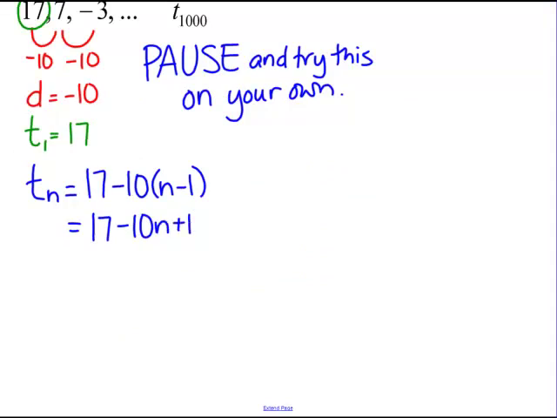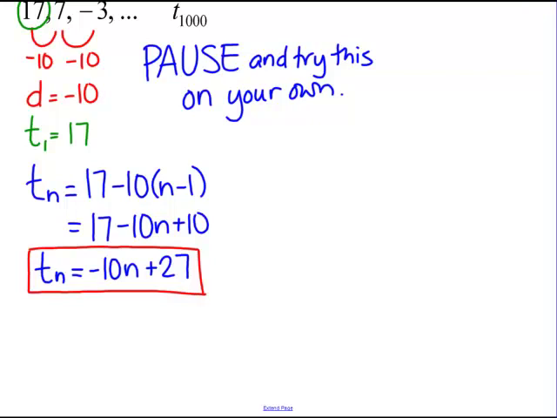And simplifying, we get 17 minus 10n plus 1. Remember, you're distributing that negative, which is negative 10n plus 27. So our formula for the nth term is t sub n equals negative 10n plus 27. Now that we have a formula, we can use that to find the thousandth term.